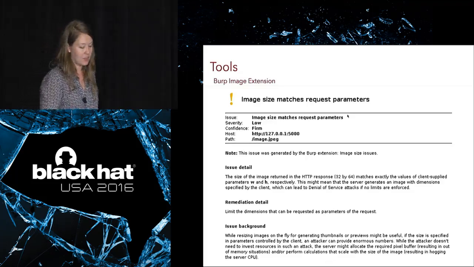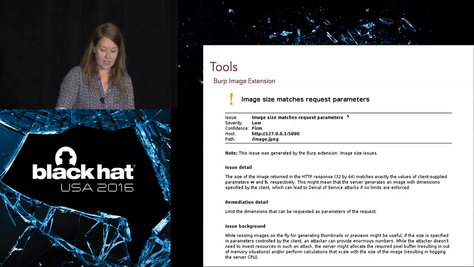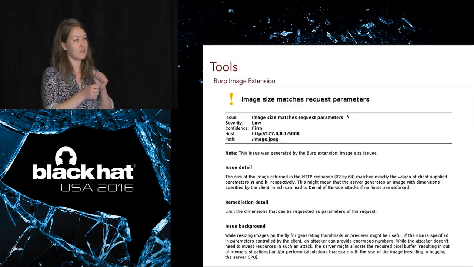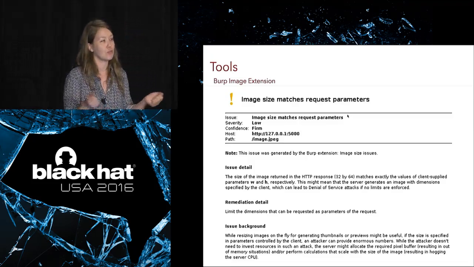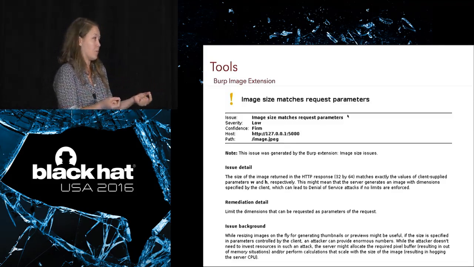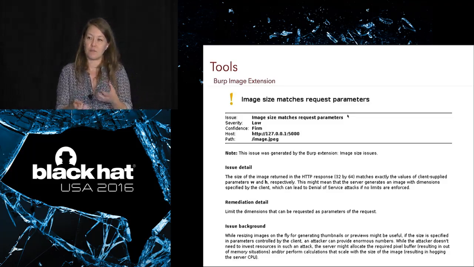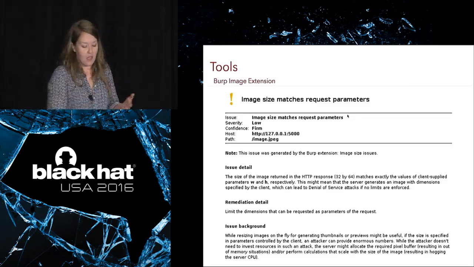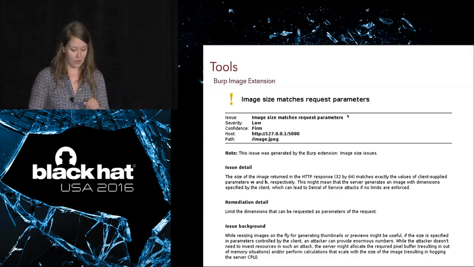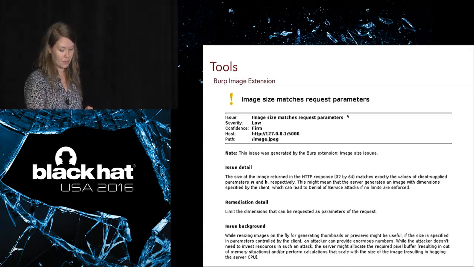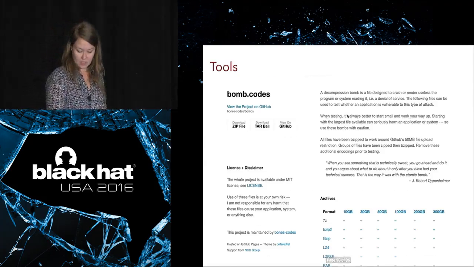In addition, you've got the Burp image extension. A lot of web applications are now allowing users to modify image sizes using request parameters, and that is a potential vector for denial of service as well. This extension will alert the pen tester to that, so you can ensure they've got the proper mitigations in place to prevent a DoS.